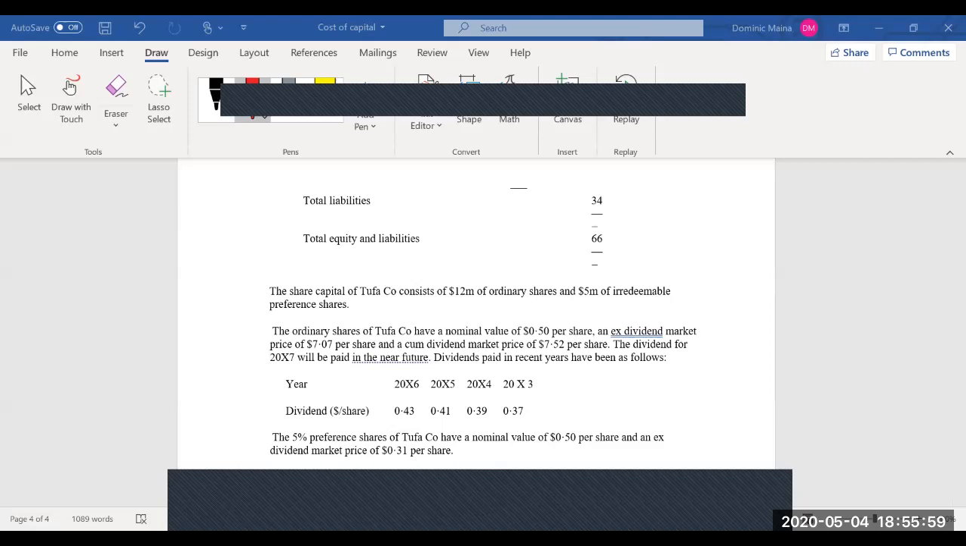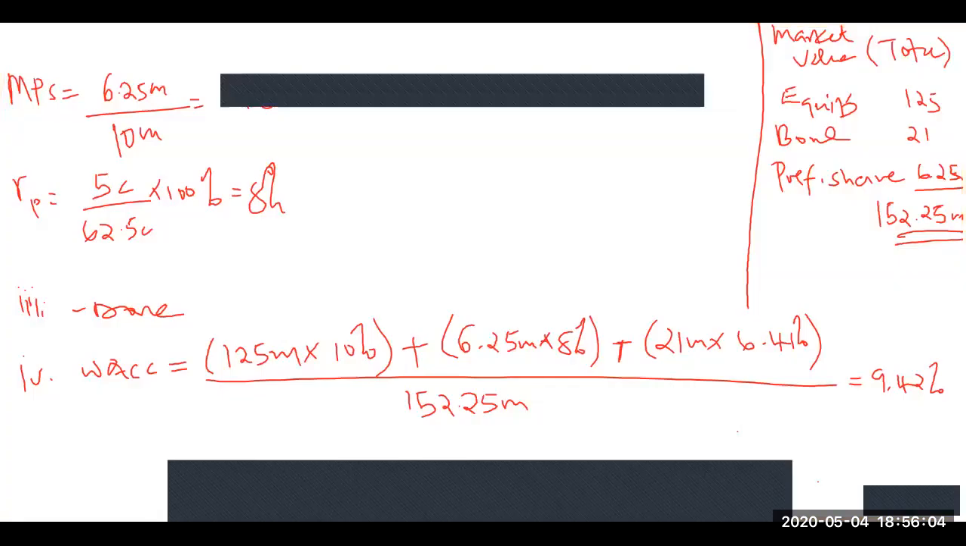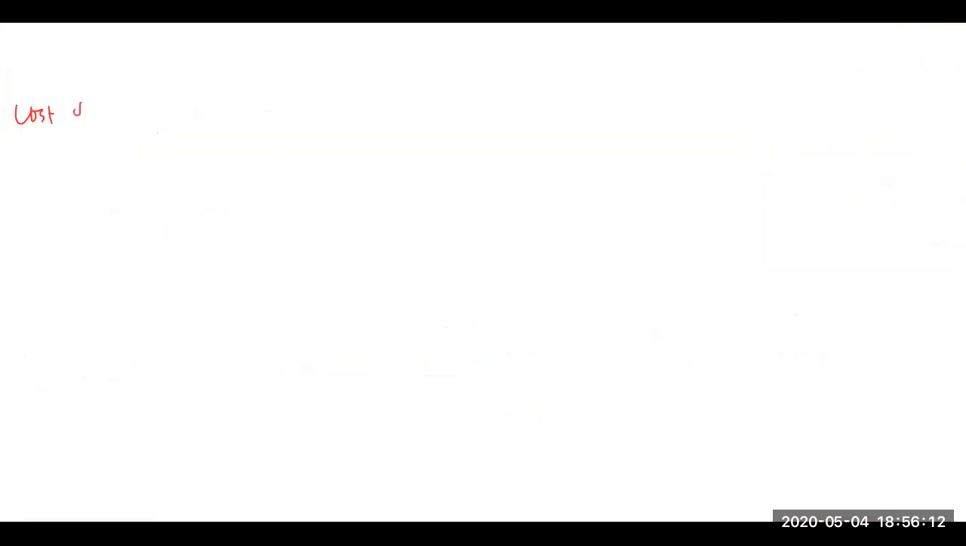Okay, fair enough. Then take me through the first one, which was on cost of equity. So what model did you use? The dividend model. Okay, so therefore, cost of equity is equal to D naught, plus the growth. Okay, fair enough. What next?